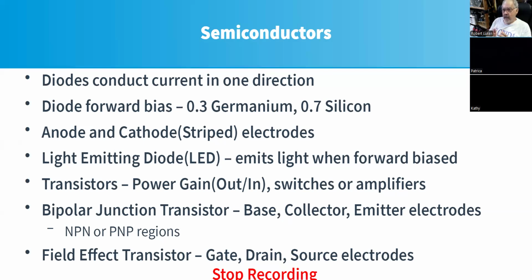Because of that junction, there's a bias voltage that you have to overcome that's created by the junction itself. In the case of germanium, that's approximately 0.3 volts. In the case of silicon, it's approximately 0.7 volts. So you have to apply, in the case of silicon, at least 0.7 volts across that diode before it will conduct. And that means a positive 0.7 volts on the anode with respect to the cathode.